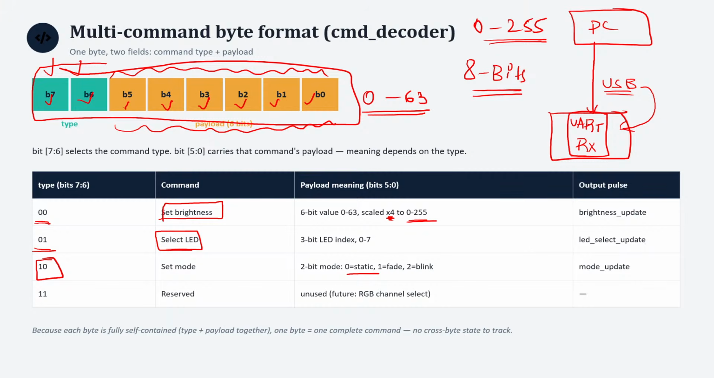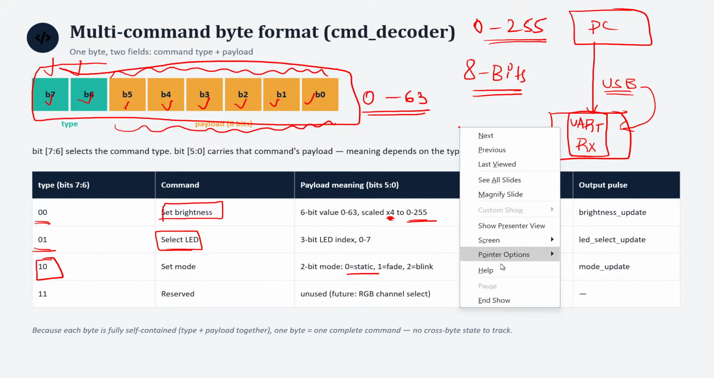Now, next is the LED. Let's say I want to select a particular LED. Now, what is the user going to do? He is going to create a byte or a frame.